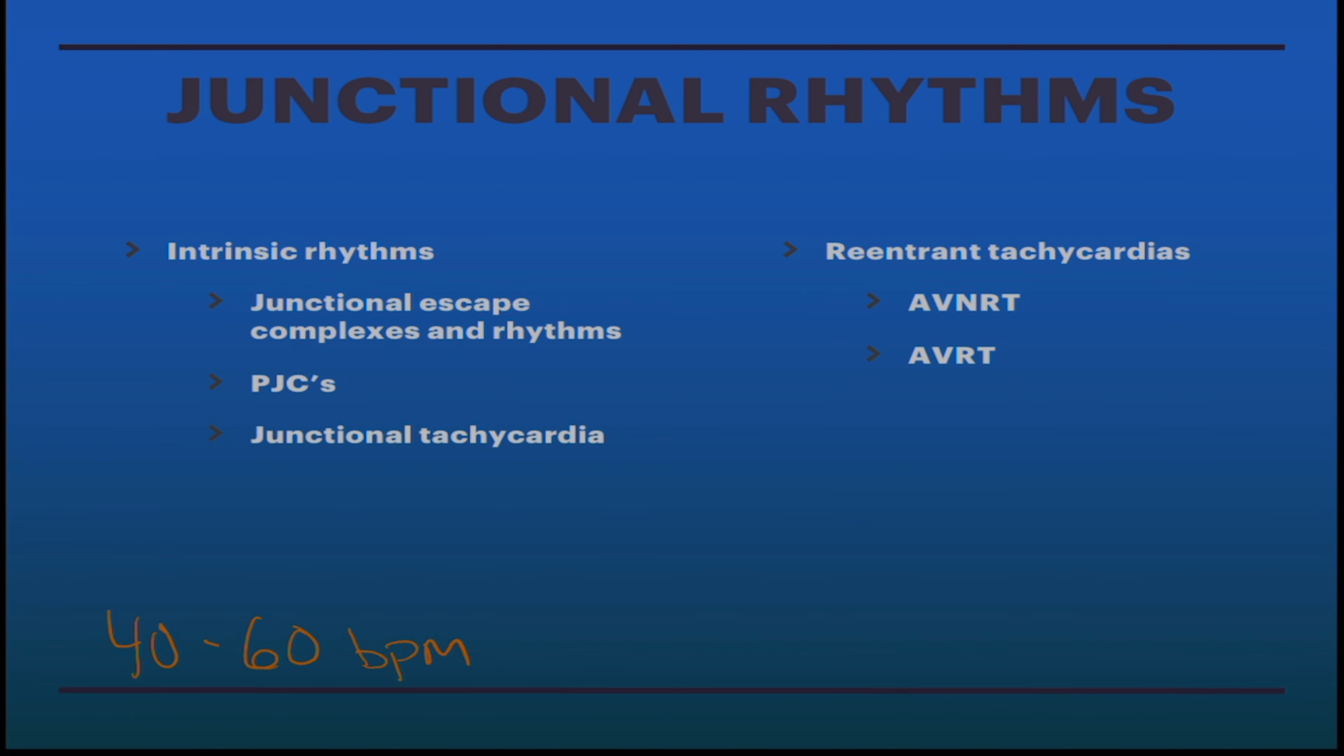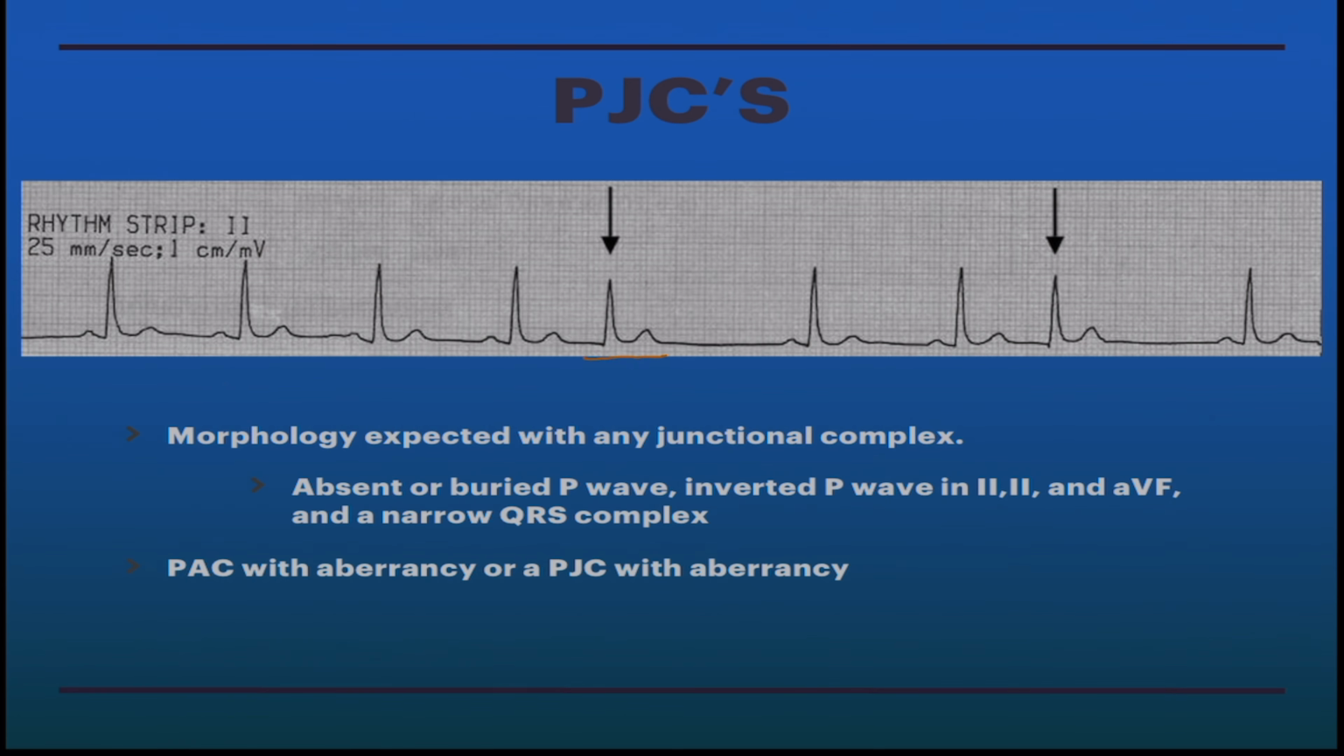Also, with a junctional rhythm, you should typically expect to find a narrow QRS complex, unless there's something else, like a bundle branch block later down the line, causing it to be wide. A premature junctional contraction is most often non-compensatory, meaning that it resets the SA node. It's typically caused by increased automaticity somewhere within the AV node or junction itself. And your morphology of the PJC is going to be what you would expect with any other junctional complex.